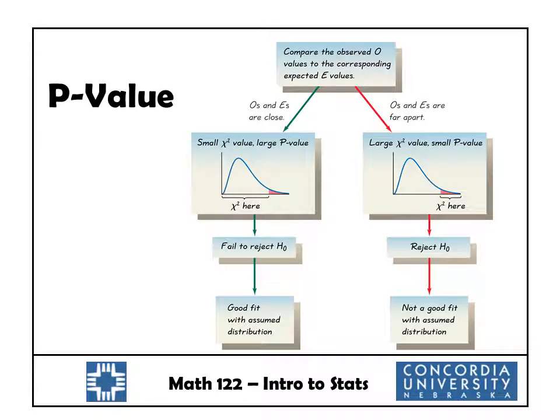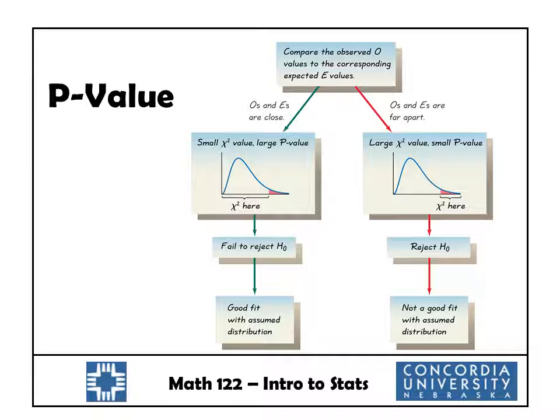Now let's quickly compare this traditional method to the p-value method. What we're doing in this type of claim is comparing the observed values to the corresponding expected values. If they're close to each other, as they were in the first example, then we have a small chi-squared value. And that means we have a large p-value. Small chi-squared value means that the area to the right is very large. And so we would not reject the null hypothesis. And we would conclude that there is a good fit, or that the two distributions do indeed fit each other. So a small chi-squared value means we have a large p-value. In both cases, we do not reject the null hypothesis.